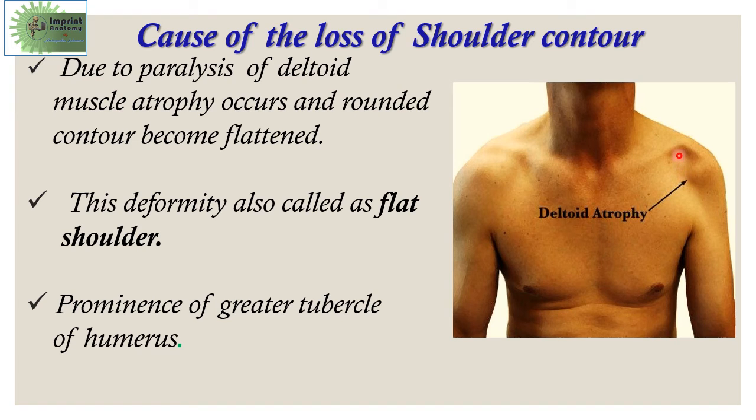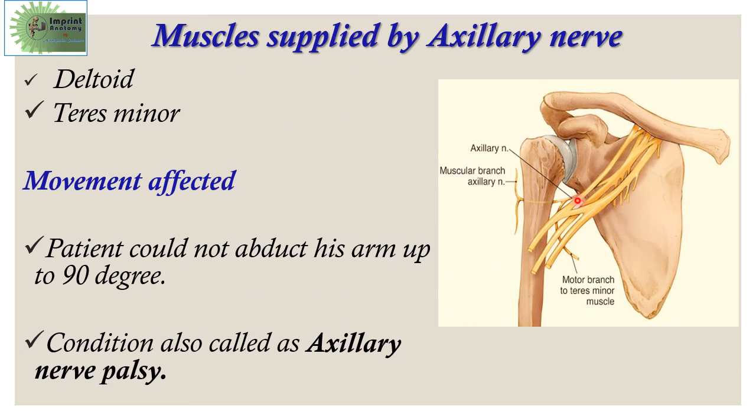Due to this atrophy of the deltoid, there is a prominence of the greater tubercle of the humerus, and this deformity is also called a flat shoulder. So the cause of loss of shoulder contour is the paralysis of the deltoid muscle. Muscles supplied by the axillary nerve are the deltoid and the teres minor.